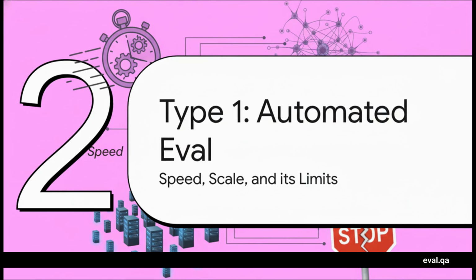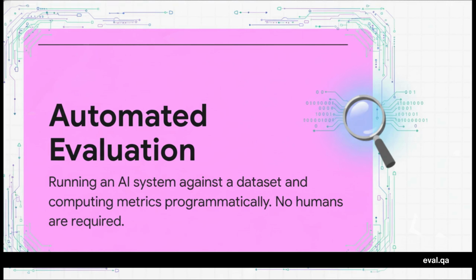Okay, let's dive into our first tool, which is probably the one you've heard of: automated evaluation. This is all about speed, scale, and its limits. This is the workhorse, the go-to for most teams. It's fast, it's cheap, it's super important, but it's only one piece of the puzzle. So what is it exactly? Well, automated evaluation is pretty straightforward. It's basically using a computer program to grade your AI's homework.